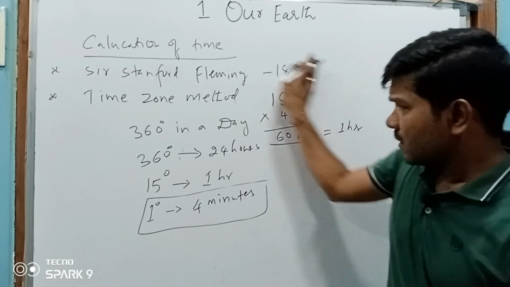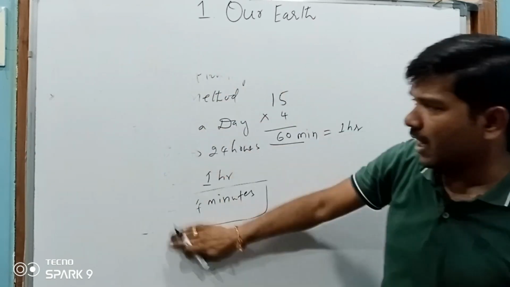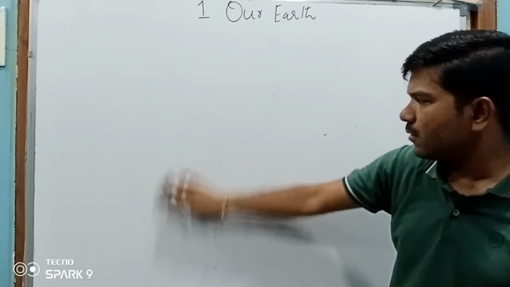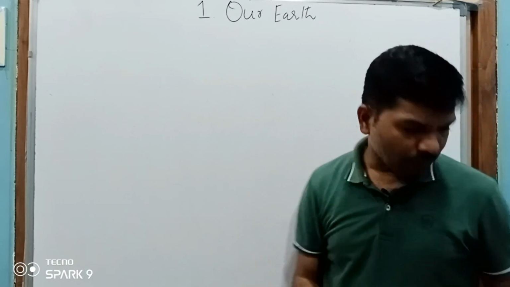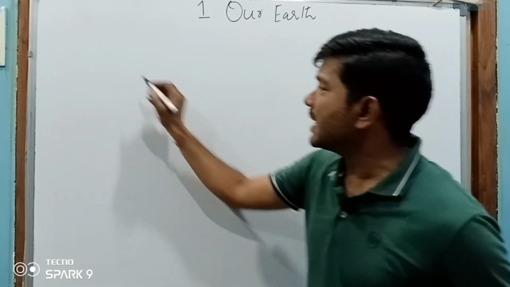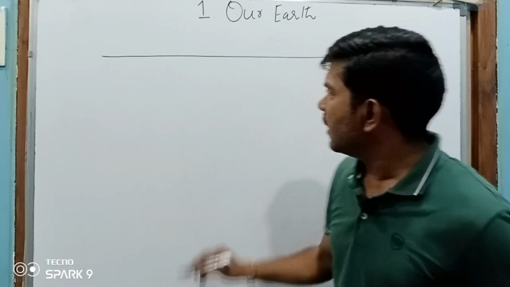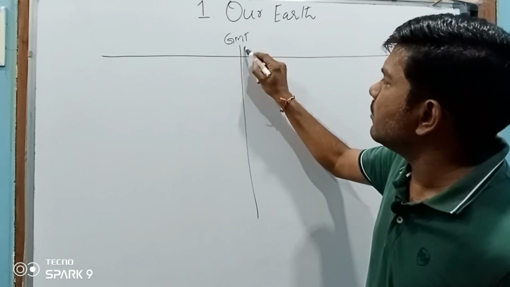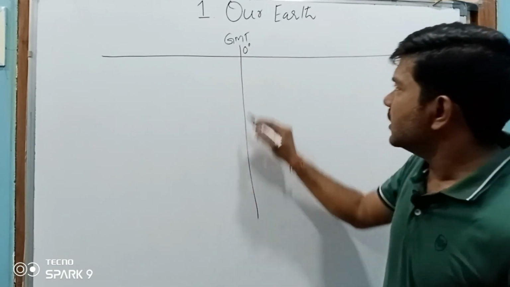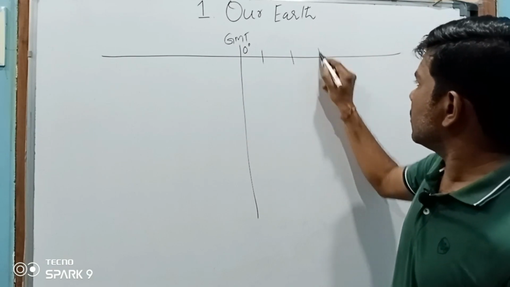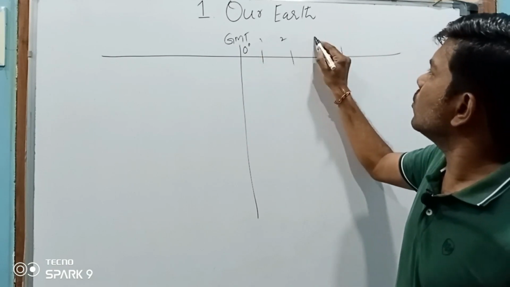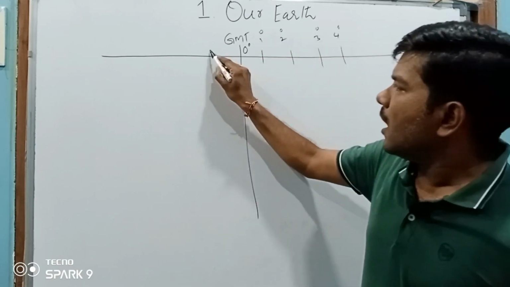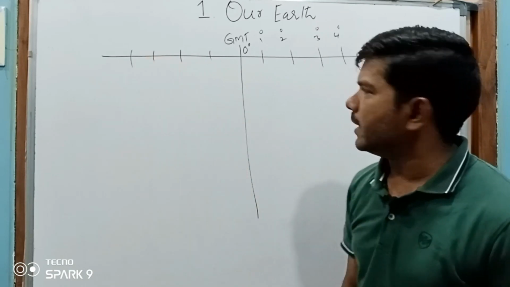So let's see how this calculation process works and how we can avoid confusion about this calculation method. Let's see how to calculate the time and what the procedure is. For example, consider this is GMT. GMT means 0 degree longitude. Then 1, 2, 3, 4 degree longitude on each side.